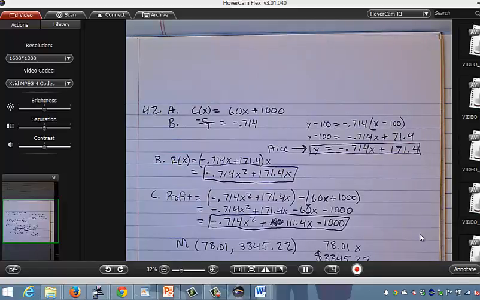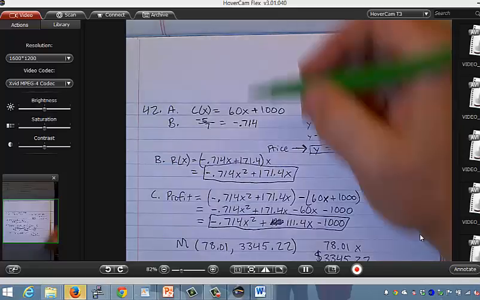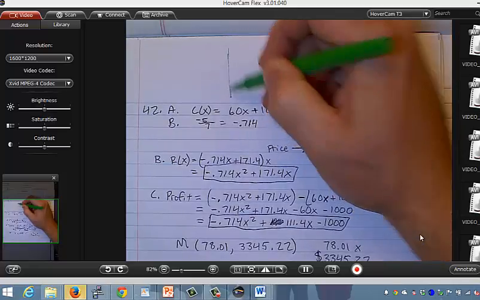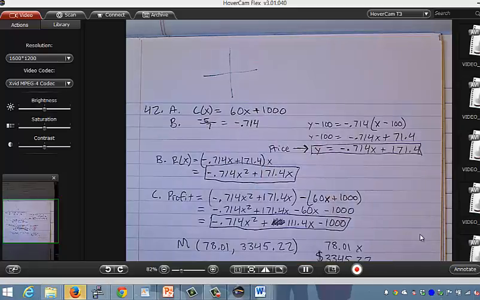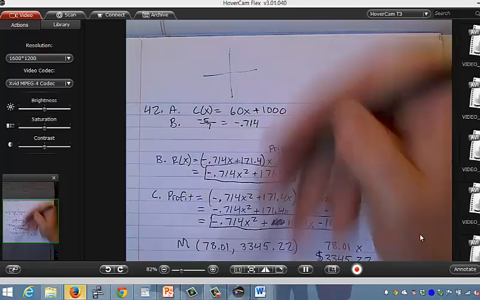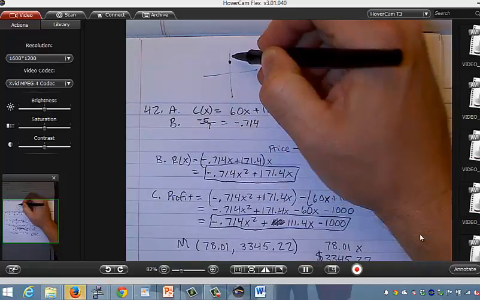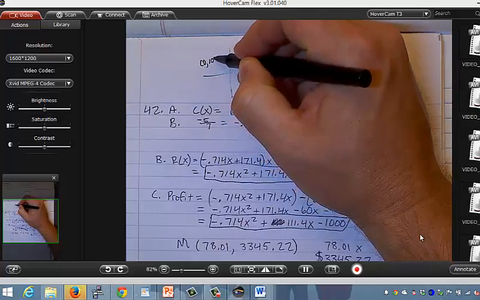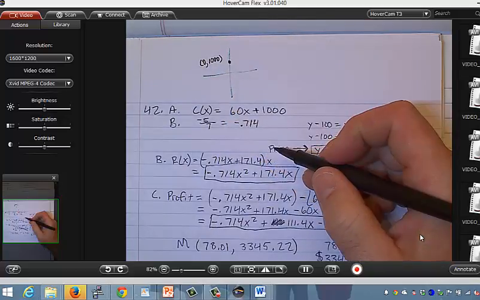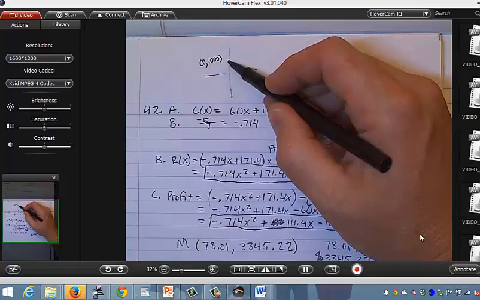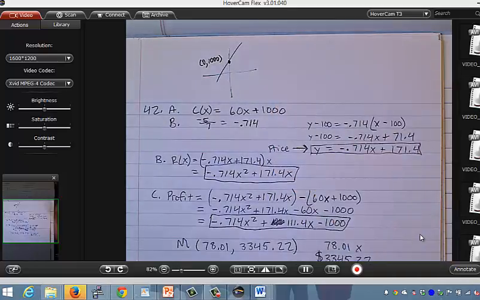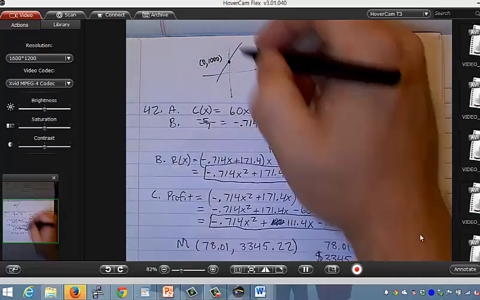It's a linear function, which makes it especially nice to graph, right? I mean, I don't have a graph here, but I could quite easily. I'd say, well, okay, if I make no lamps, the cost is $1,000, and I know it goes up $60 per lamp, so it looks something like that. It's a line. This is my cost function.